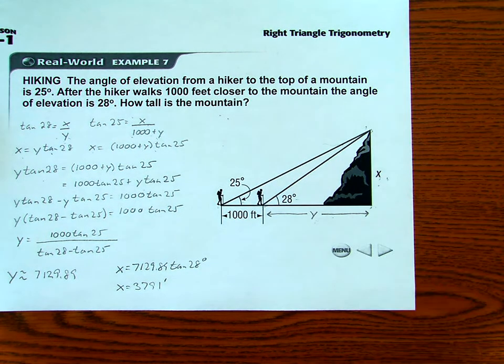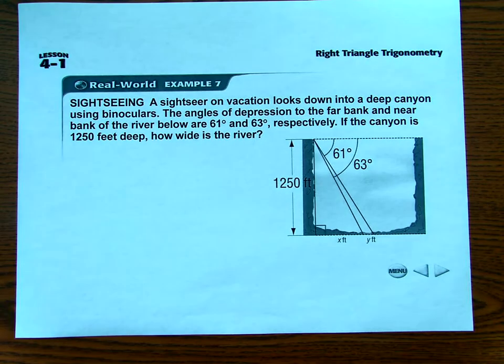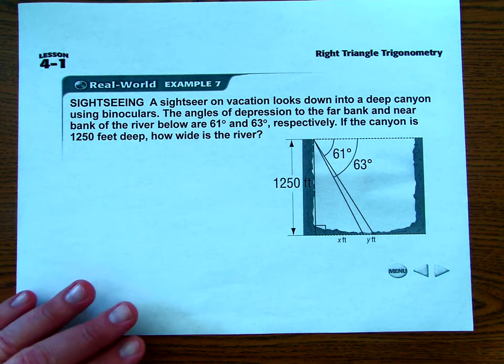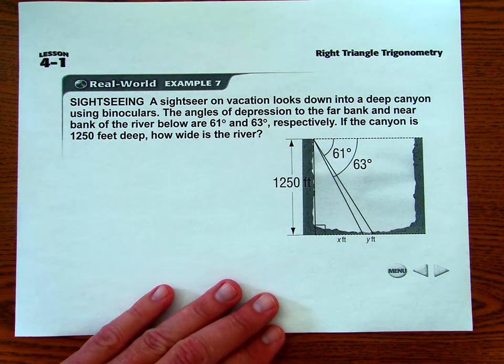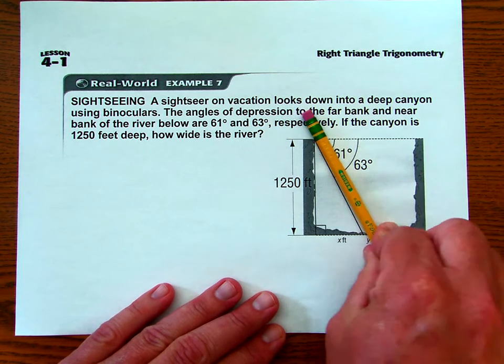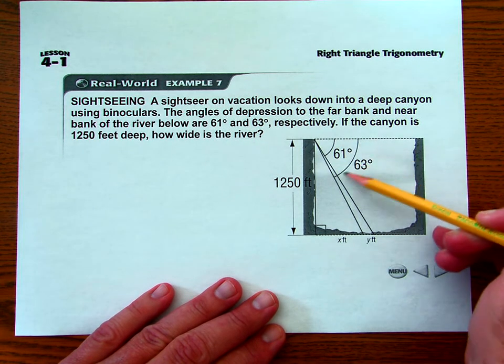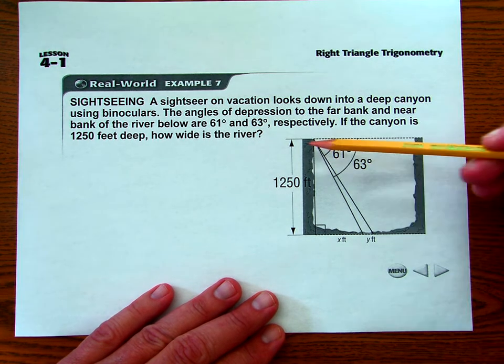All right, next word problem. A sightseer on vacation looks down into a deep canyon using binoculars. The angles of depression to the far bank and near bank of the river below are 61 and 63 degrees respectively. If the canyon is 1,250 feet deep, how wide is the river? Our angles of depression are always between the horizon and what's going down. So the angles of depression are 61 and 63. The canyon is 1,250 feet deep.